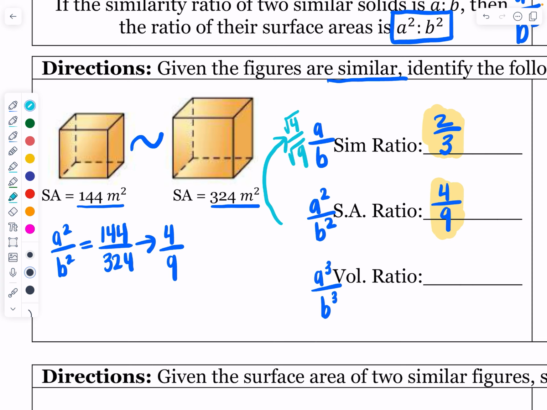If A is 2 and B is 3, then my volume ratio is going to be 2 cubed over 3 cubed. 2 to the third power is 8, and 3 to the third power is 27. So all of these are fully reduced because I reduced that fraction at the very beginning, and there's all 3 levels.